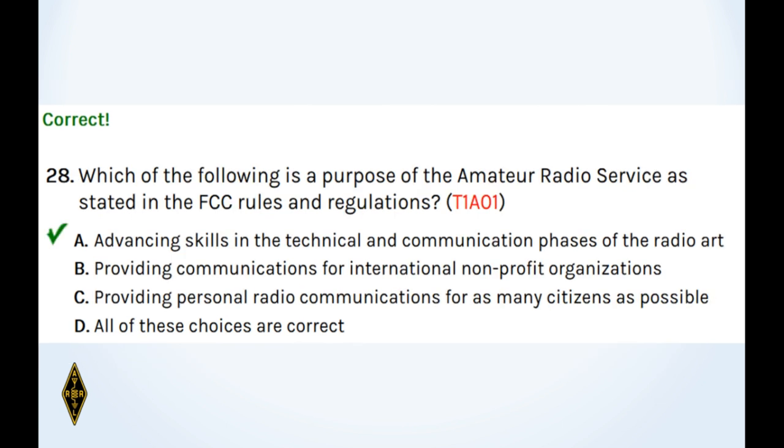And 28, which of the following is a purpose of the amateur radio service as stated in the FCC rules? Radio art. You are advancing skills in the technical and communication phases of the radio art. We are artists.